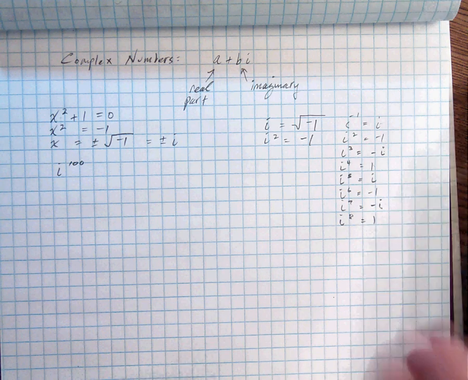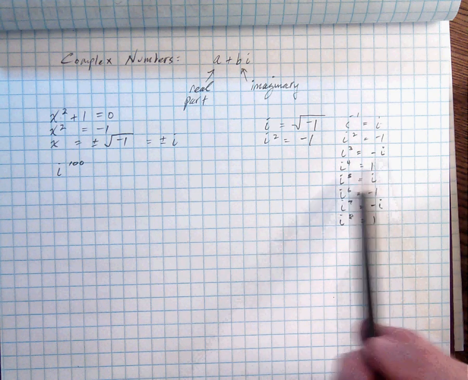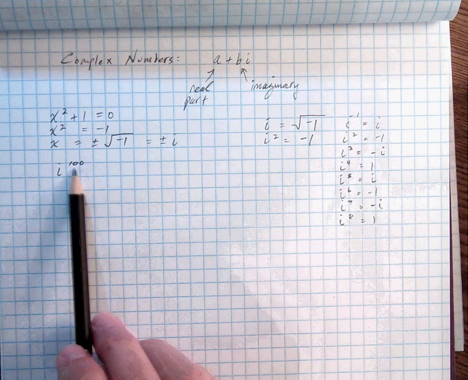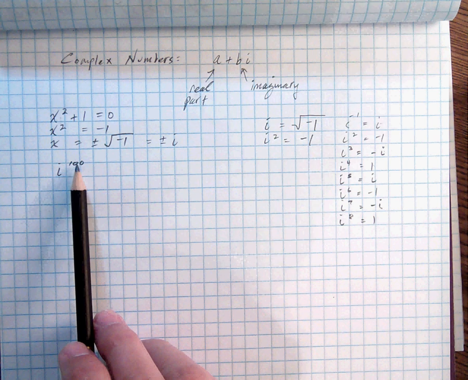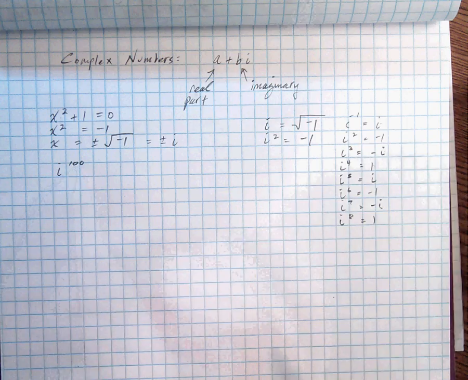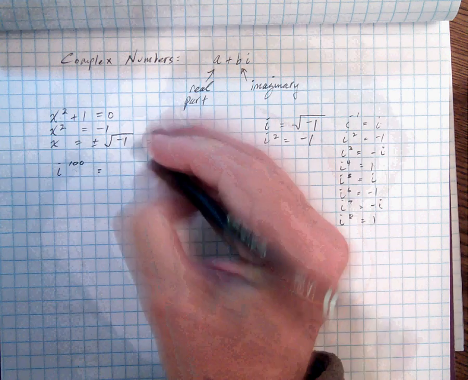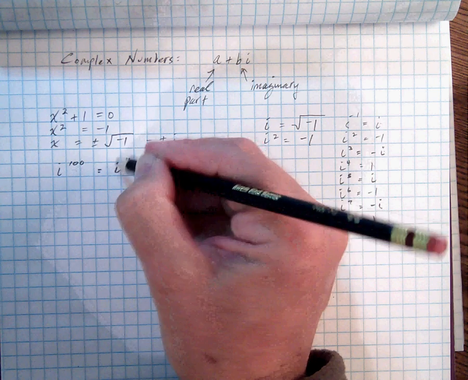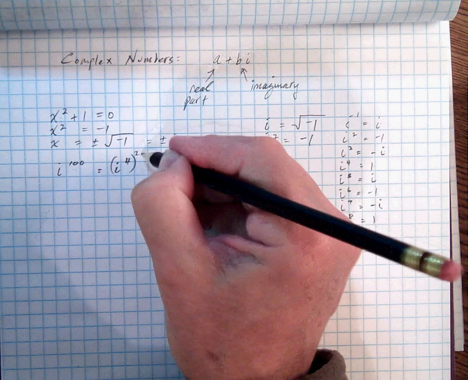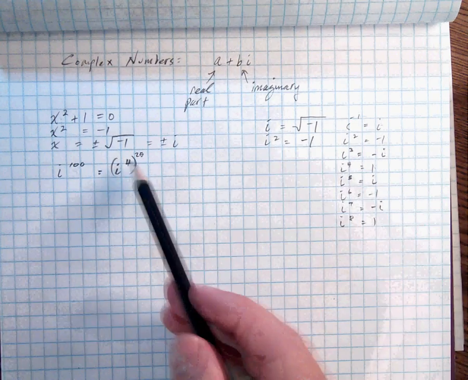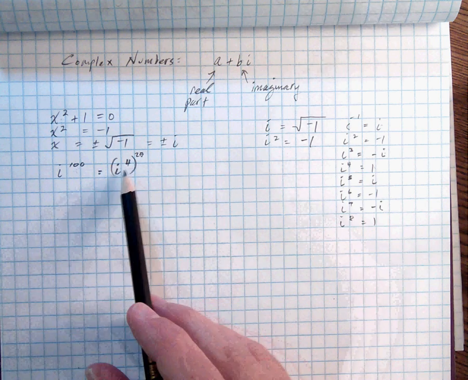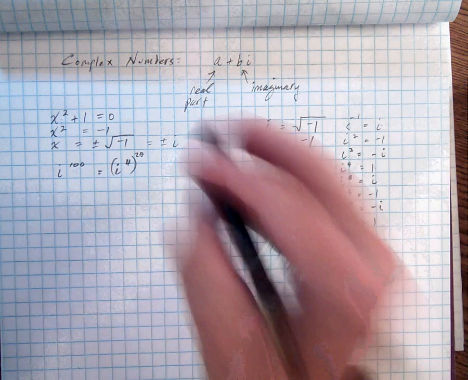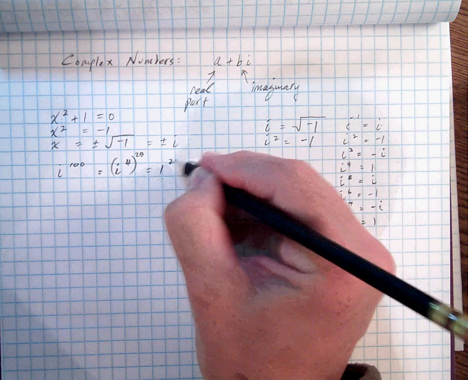And you can figure out which one it is by just asking, does 4 go into that exponent evenly? And it does, right? You can divide 4 into 100 and you get 25. Therefore, you can think of it as I to the fourth power to the 25th power. That makes sense, right? Because 4 times 25 is 100. And we just saw that I to the fourth was 1. So that's 1 to the 25th power, which is 1.